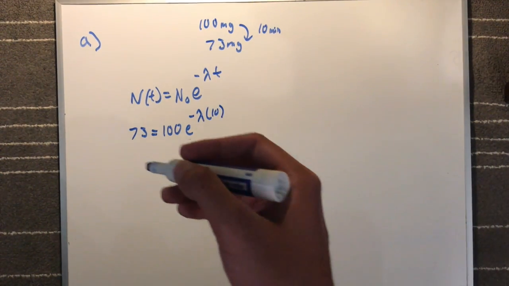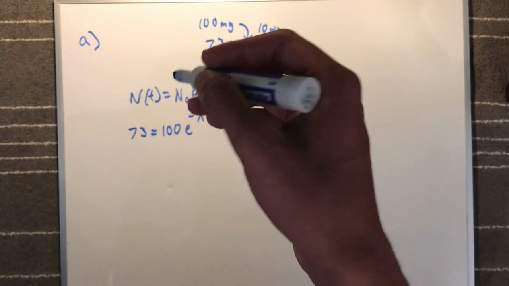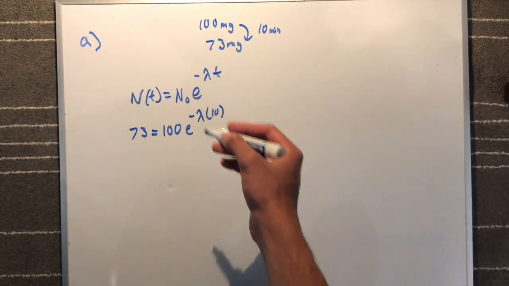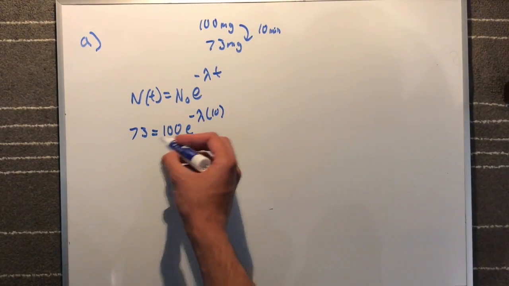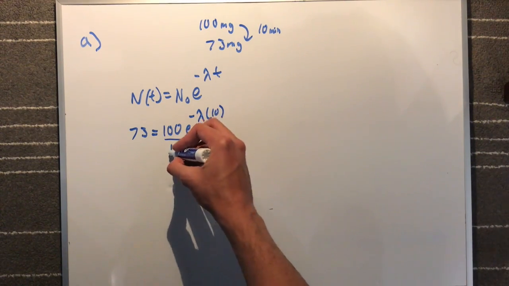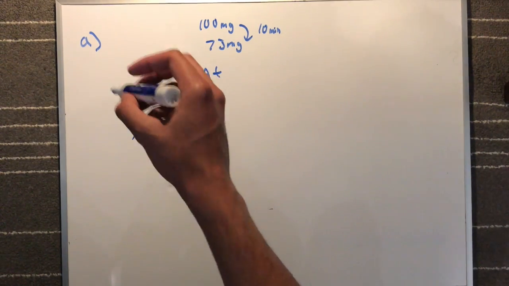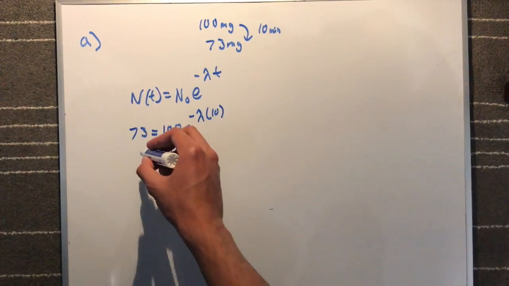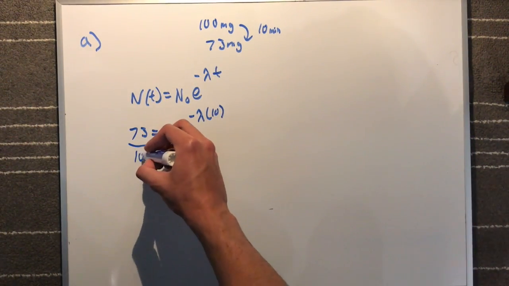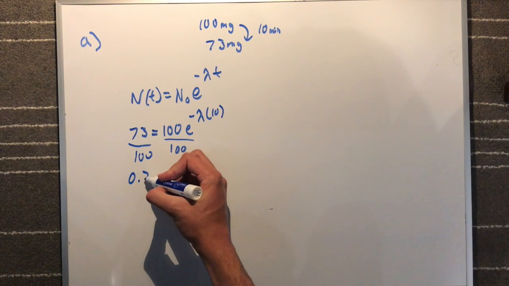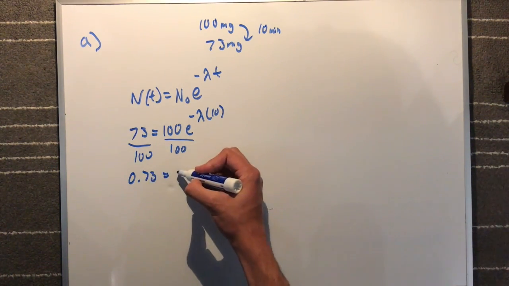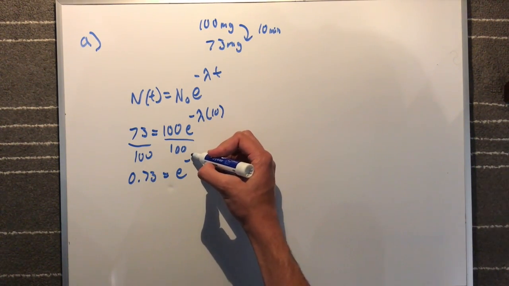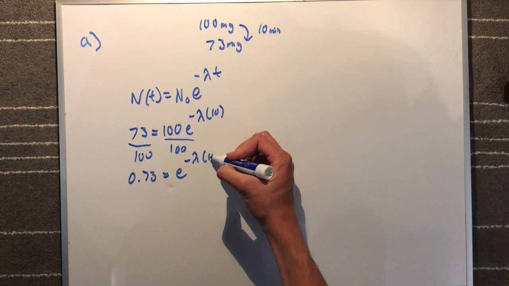So now what we're going to do is rearrange and solve for the disintegration constant. First we're going to divide by 100 on this side. What you do to one side of the equation, you have to do to the other side, so we divide by 100 on the other side as well. And that gives us 0.73 equals e to the power of the negative of the disintegration constant times 10.